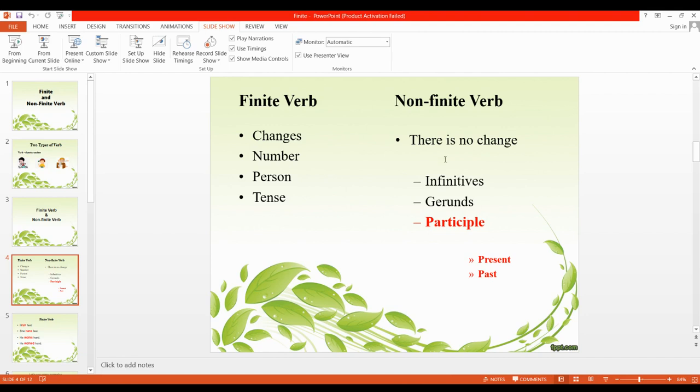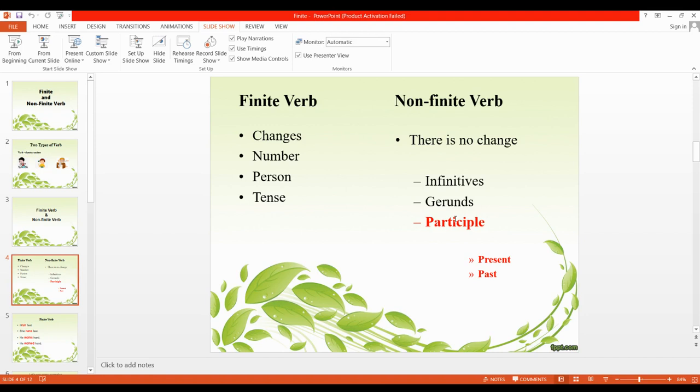In non-finite verb, there is no change in verb. For example, take infinitives. Infinitives means we are having verb, and before verb, we are having to. For example, to play, to work, to run. So this is infinitive. So infinitive never changes. Gerund means verb plus ing. Swim, swimming. Write, writing. So this is gerund.